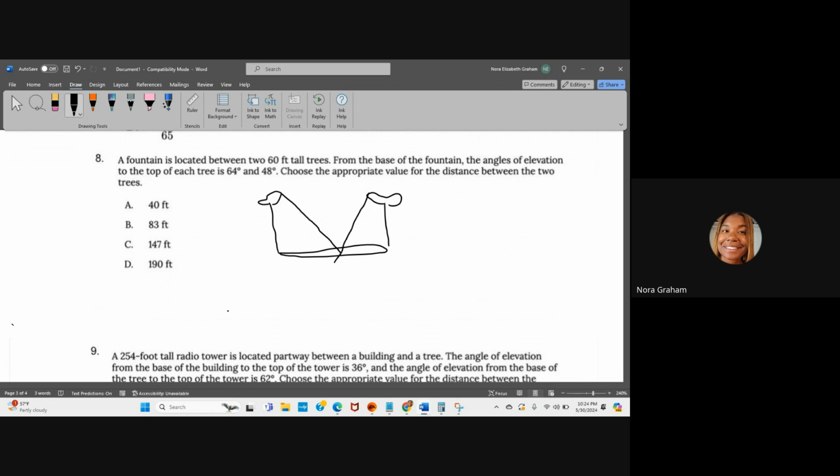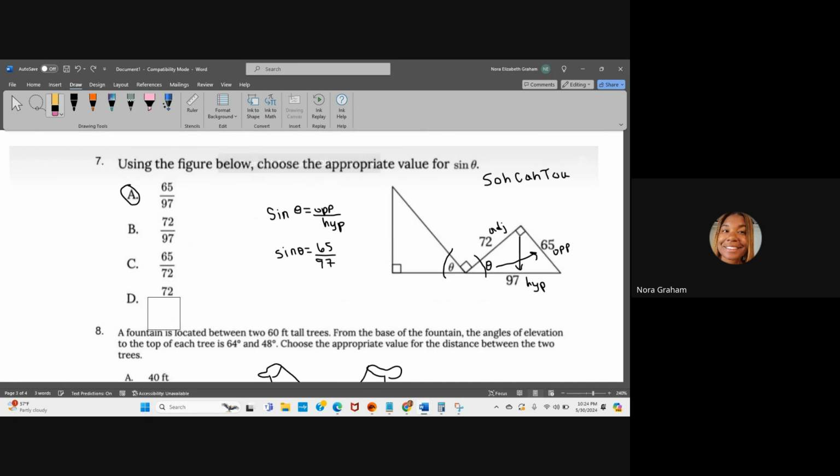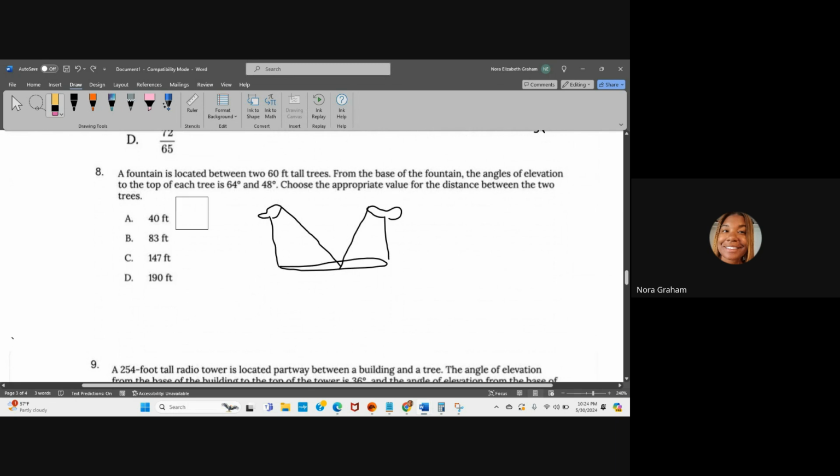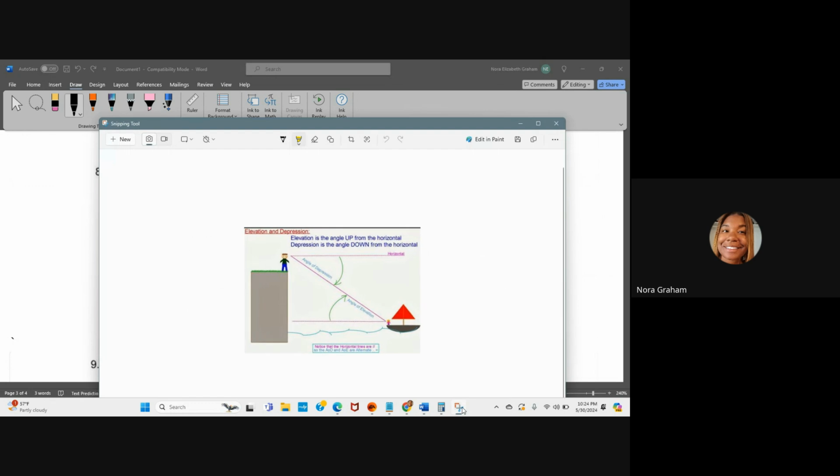If you always get confused with your angles of elevation, I like to look at it like this. Your angle of elevation is like looking up, and that's going to be this angle. Your angle of depression, which we'll look at in number 9 or 10, is when you're looking down like this. You can take a screenshot of this or notate the angle of depression and elevation and what they look like.